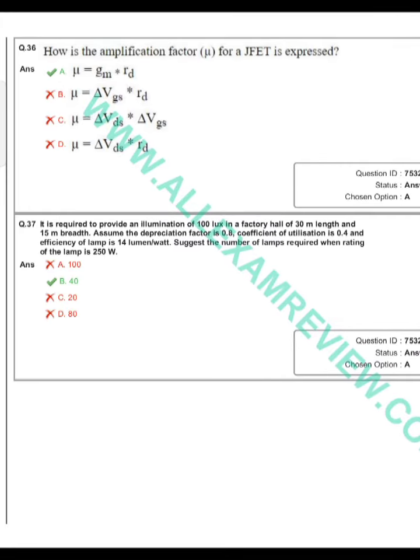How is the amplification factor mu for JFET expressed? Mu is equal to gm into rd. Okay, so question number 37. Recording of 100 lakhs of the factory bulb of radial length to the precision factor, utilization factor. Here's one question. Option B is right.